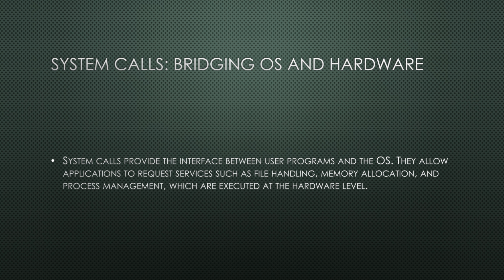System calls: bridging OS and hardware. System calls provide the interface between user programs and the OS. They allow applications to request services such as file handling, memory allocation, and process management, which are executed at the hardware level.